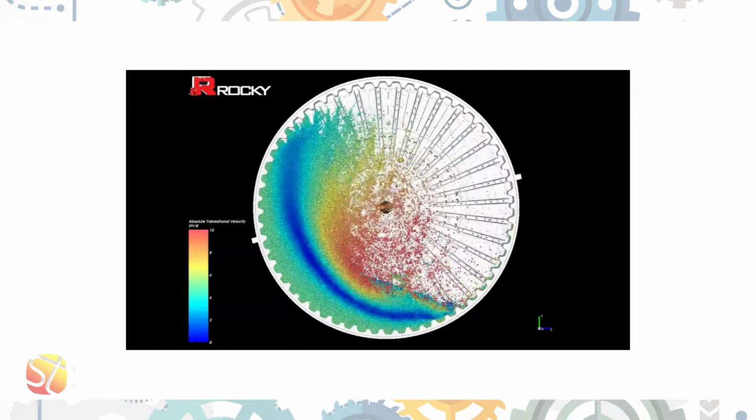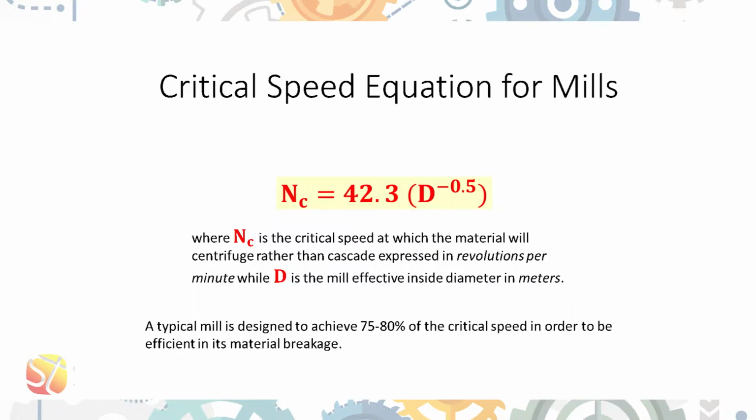Hence, the famous equation of critical speed is used in a lot of applications and is found to be equal to 42.3 times the quantity of d raised to negative 0.5, where d is the mill effective inside diameter in meters, while critical speed is in units of revolutions per minute.